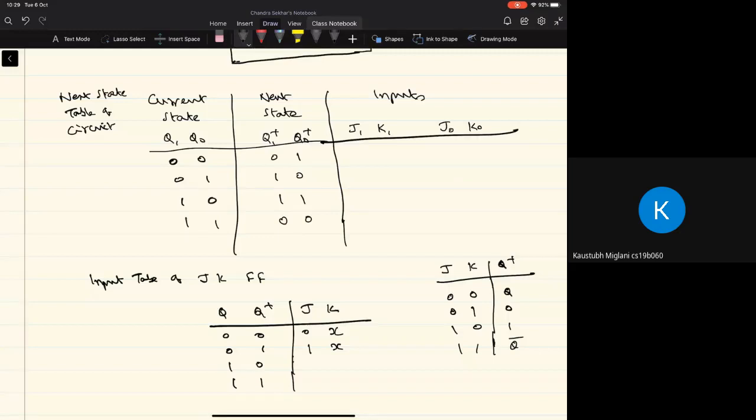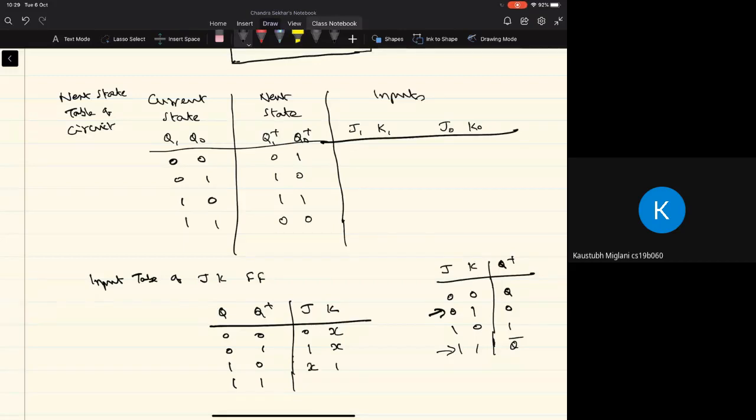What values of J and K will give me this? The current state is 1 and I want the new state to be 0. That can be realized by using the toggling operation or by performing the reset operation. That is, JK can be 0, 1 or 1, 1. So what is that combination? That's basically this. This will guarantee that the new state will be 0. That combination is given by x1.